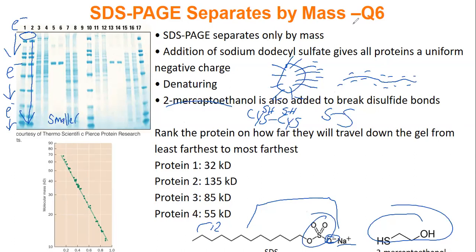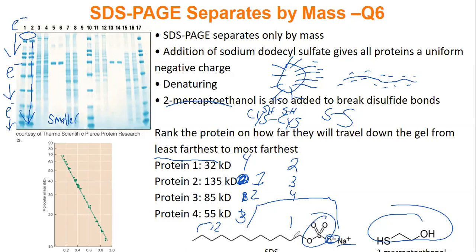One, 4, 3, 2. 1, 4, 3, 2. 2, 3, 4, 1. Yeah, so the least farthest, maybe it was how I asked the question, but the least farthest is protein 2, right? So that will go the least farthest. Then 3, there we go. So protein 2 will be at the very top, then protein 3, then protein 4, then protein 1. So if I ask this question on the test, I will have to be a little more specific on least farthest to most farthest.